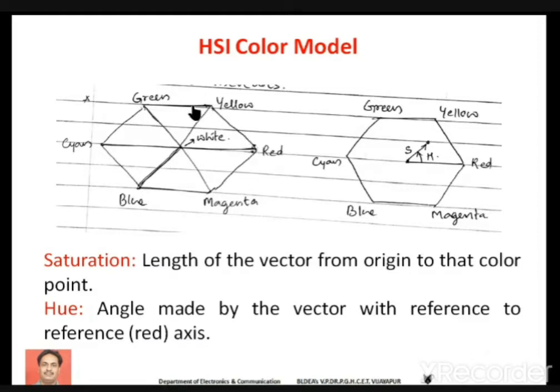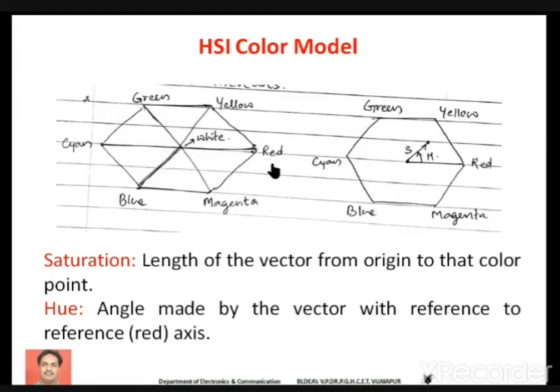So on the hexagon, for all the corner points, we have primary colors and the secondary colors. And at the center, we can have white color. Now, if you look at these corner points, the angle between the primary colors is 120 degrees, and even the angle between the secondary colors is 120 degrees. Like that, we are going to have a total of 360 degree angle.